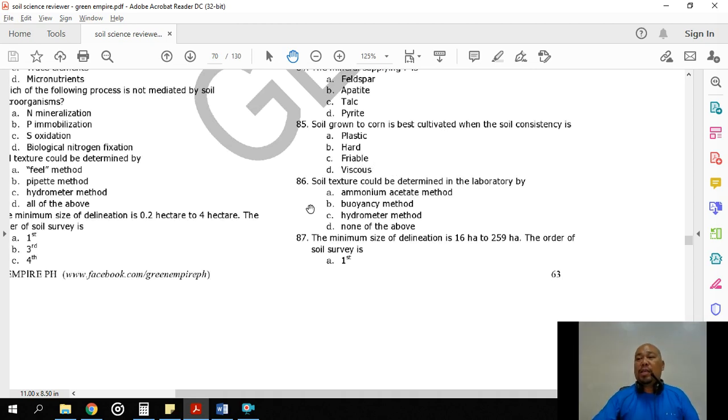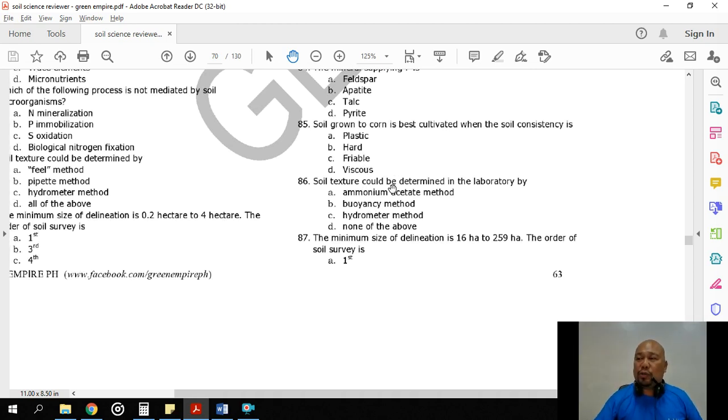Okay. 86. Soil texture could be determined in the laboratory by ammonium acetate method, buoyancy method, hydrometer method, none of the above. I'm pretty sure it's hydrometer method. I'm not familiar with ammonium acetate or buoyancy method, whatever that is. So I would go for hydrometer. We have two choices for determining soil texture in the lab. It's either the pipette method or the hydrometer method.